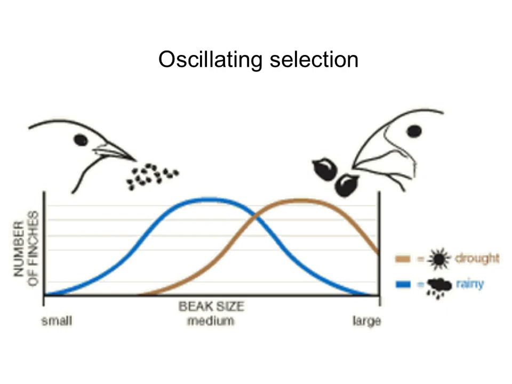So the difference between this and the previous frequency dependent selection is that in this case, it doesn't depend on how common each genotype is. So it doesn't matter how many small beak finches there were, but it just depends on the environment. So some years favor the small beaks and some years favor the large beaks, and this has nothing to do with how common large beaks are over small beaks, but it depends on what the weather is like that year.